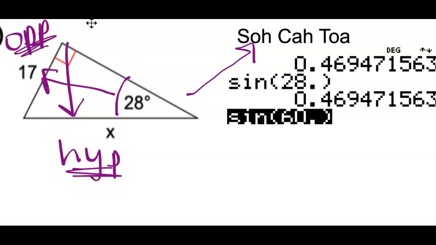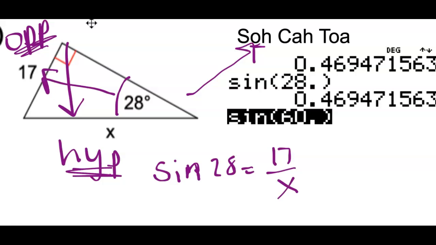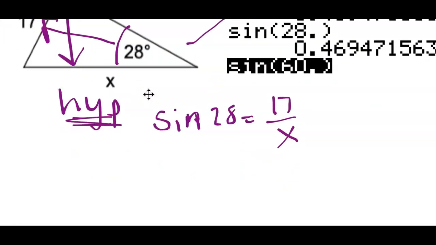So you can see I already pulled up the calculator. We get sine of 28 is going to equal opposite, because that's the first letter, so opposite is going to be your 17 over your x here.